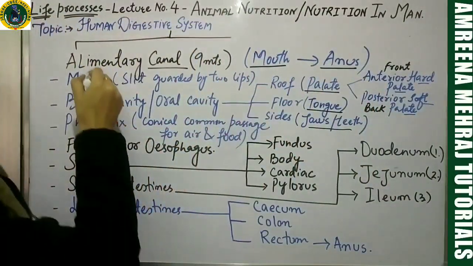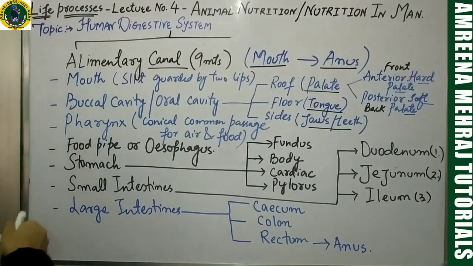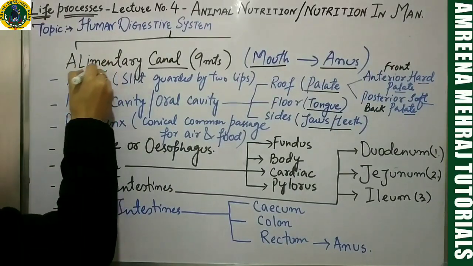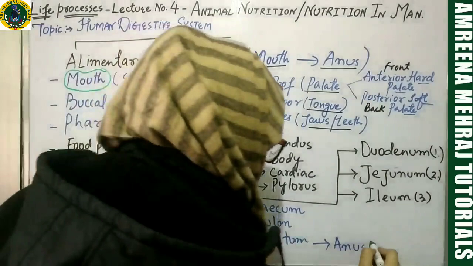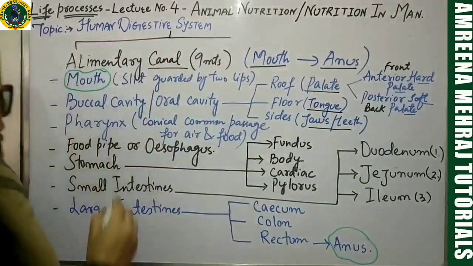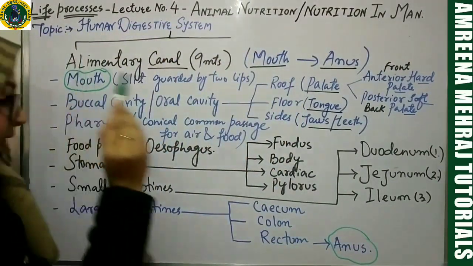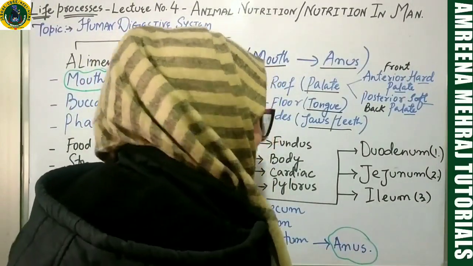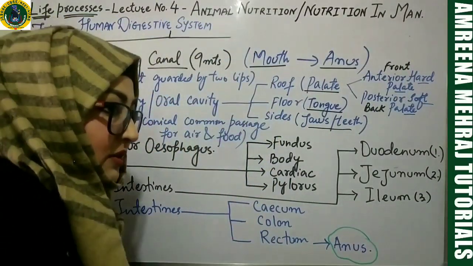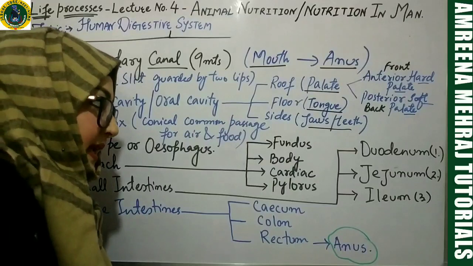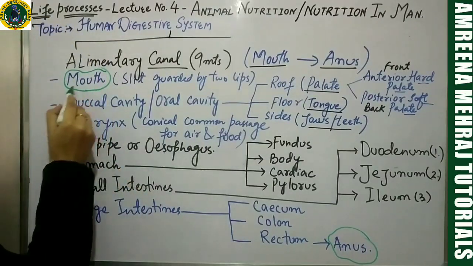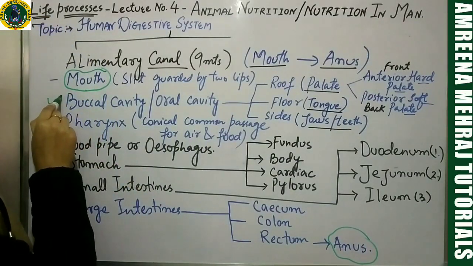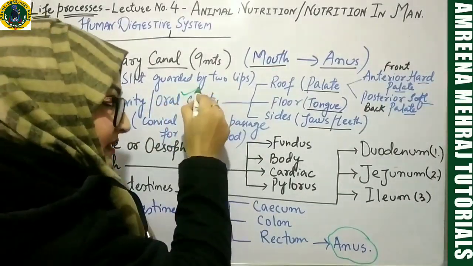So first of all, I'll use the green pen. We will encircle the mouth, and then we will encircle the anus. The mouth is the place for ingestion, the anus is the place for egestion. At the rest of the places you will find the process of digestion taking place. So the mouth will be followed by the buccal cavity. Buccal cavity is also called the oral cavity.